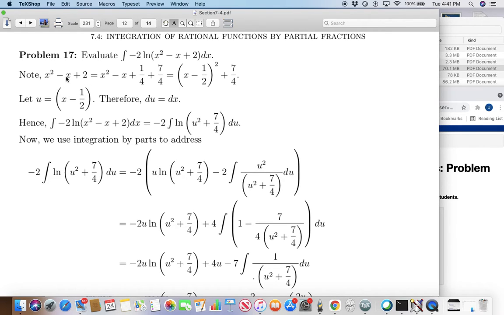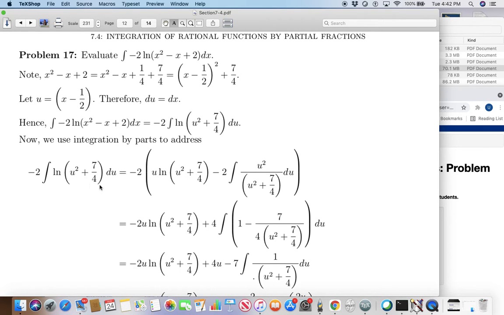Negative x tells me I have negative 1. I have to divide that coefficient by 2 and square it. That's how I get 1/4. Well, if I take away 1/4 from 2, I'm left with 7/4, to make sure I have the entirety of 2 here. The first 3 terms is a complete square. So at this point, let me call x minus half to be u. So du is the same as dx because this is simply a constant. So what happens here? This integral is negative 2 integral natural log u squared plus 7/4 du.